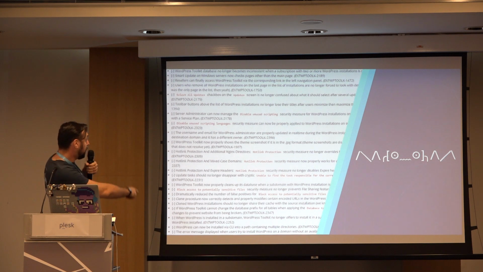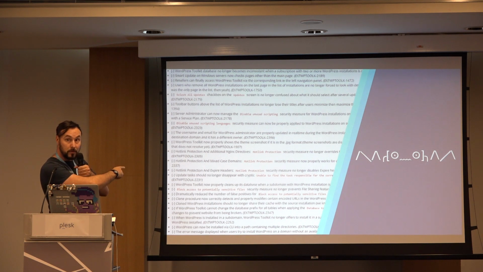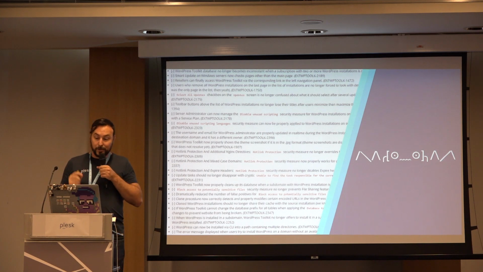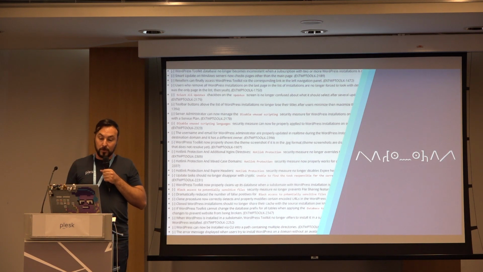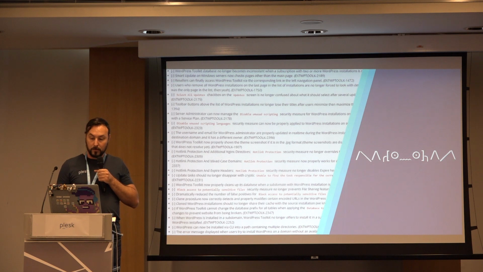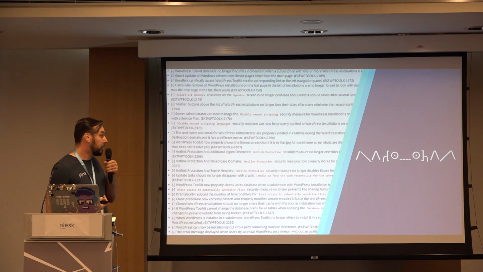The bug list you see in our release notes, like this screenshot from WordPress Toolkit, is actually a relatively small percentage of the issues that we fix in the development cycle.